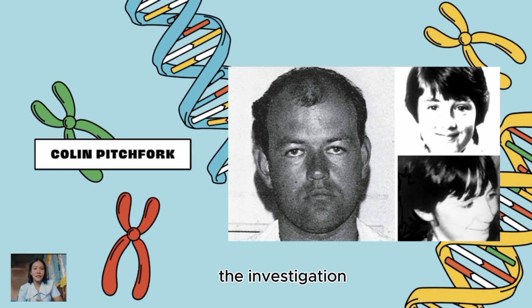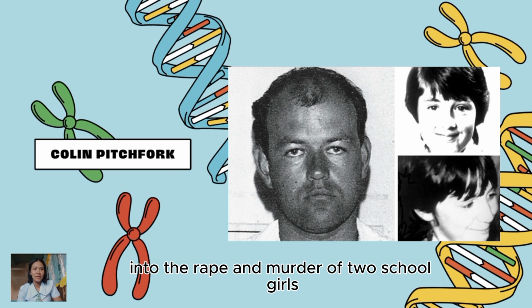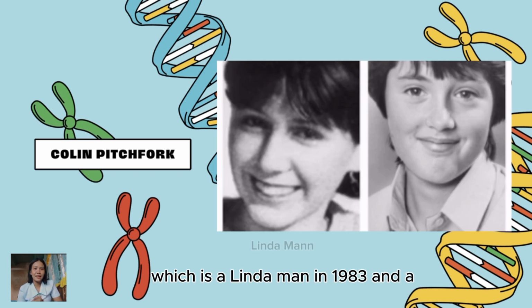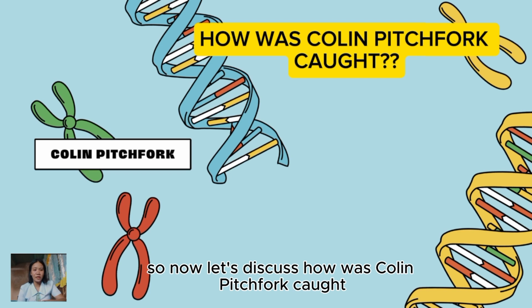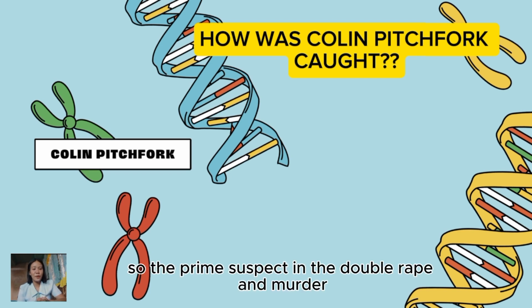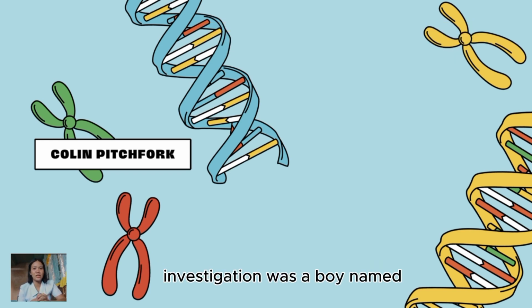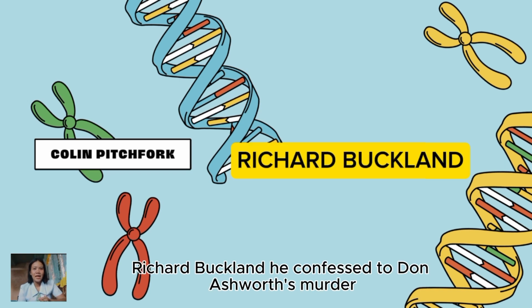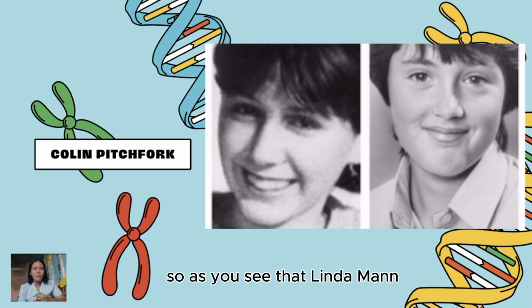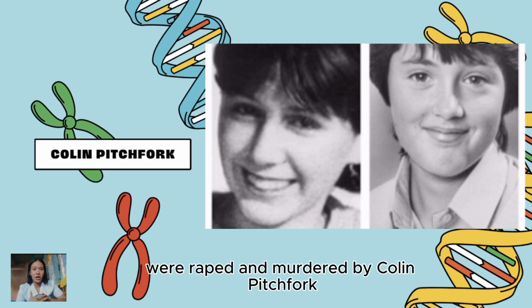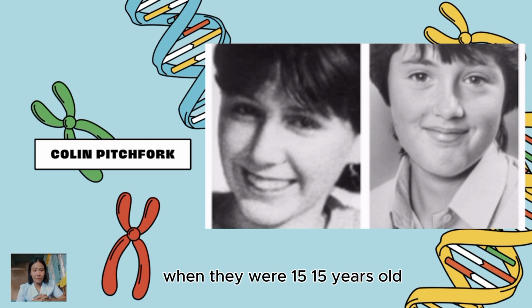It was the investigation into the rape and murder of two schoolgirls, Linda Mann in 1983 and Dawn Ashworth in 1986, as what you see in the image shown above. So now let's discuss how Colin Pitchfork was caught. The prime suspect in the double rape and murder investigation was a boy named Richard Buckland. He confessed to Dawn Ashworth's murder but not to the murder of Linda Mann. As what you see, Linda Mann is the girl on the left and Dawn Ashworth on the right, who were raped and murdered by Colin Pitchfork when they were 15 years old.